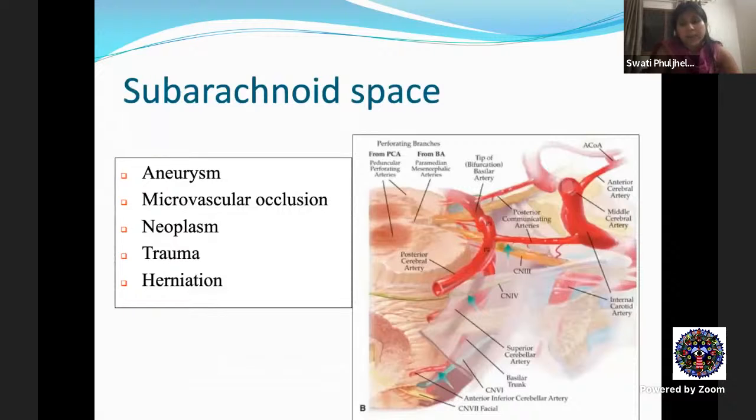So in the subarachnoid space, as I said, the nerve is related to multiple structures, particularly multiple vessels, and therefore it is susceptible to aneurysms from different vessels. Aneurysm definitely is the most common cause of third nerve palsy in this area, followed by microvascular occlusion, which may be because of diabetes, hypertension, or other risk factors. Neoplasms anywhere in this area can also cause compression, as can trauma, and of course herniation of the brainstem.